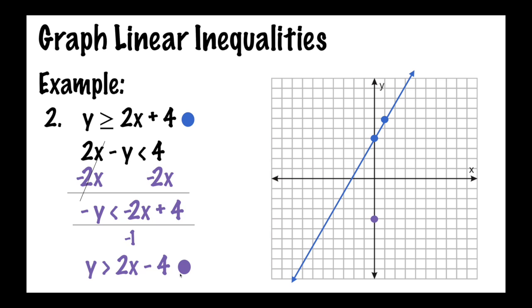So here I'm going to start by plotting a point at -4. Then it goes up 2 to go over 1. And we'll go ahead and make that line. And that is going to be a dotted line.